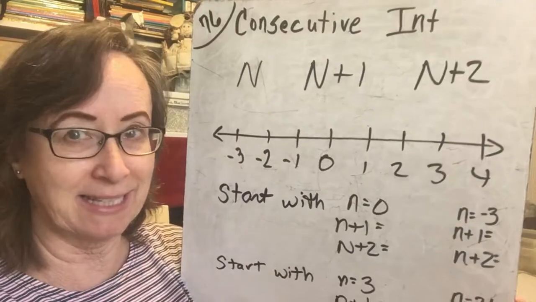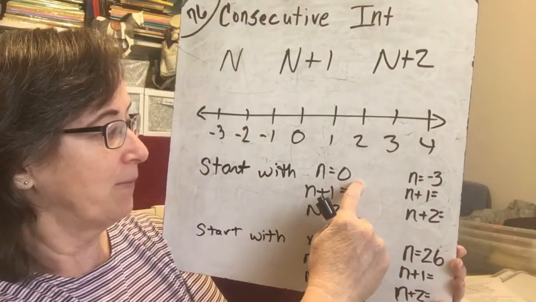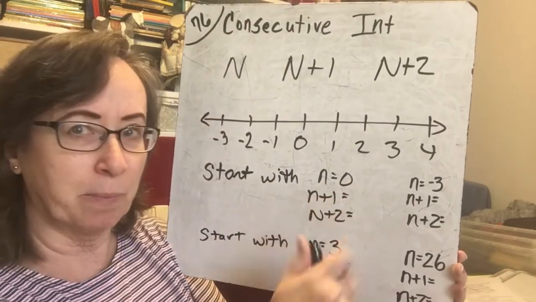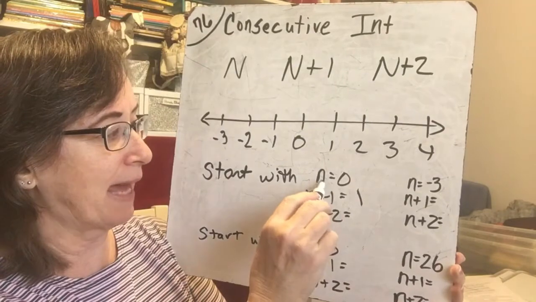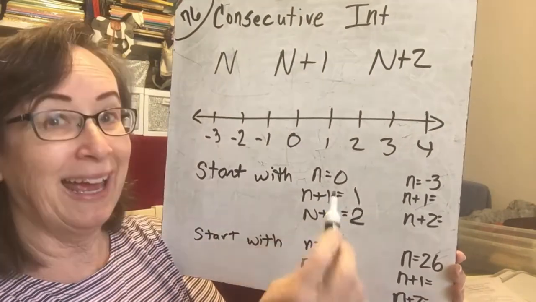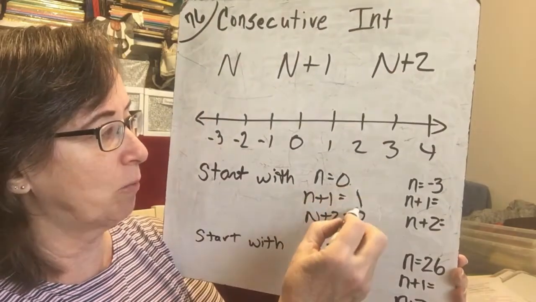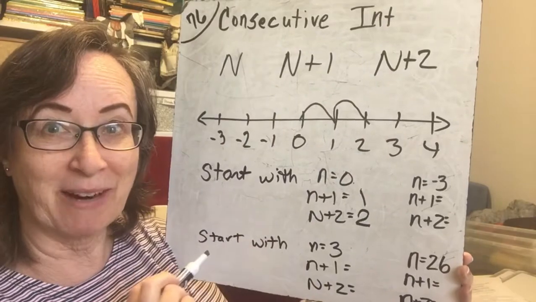Let's check it out and see how this works. If I start with n is 0, then n plus 1 would be 0 plus 1, or 1. If I start with n is 0, then n plus 2 would be 2, and don't I have 0, 1, 2, consecutive numbers right in a row?